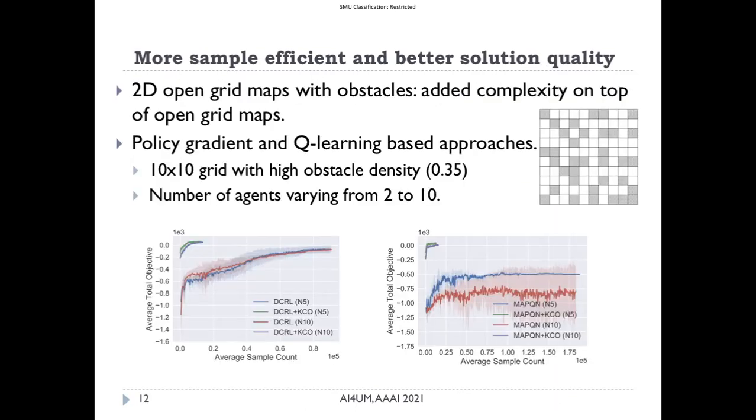Now here are the results of grid maps with some obstacles, like the shaded blocks shown in the figure. If the obstacle density is quite high, let's say 0.35, as in this figure, it's very hard for RL algorithms to find a feasible path in an episode. But when combined with our framework, they perform quite well. The left figure shows results for policy gradient algorithm, and the right one shows Q-learning. And we can again see that RL algorithms with our framework converge quite quickly as compared to the ones without the compiled knowledge.